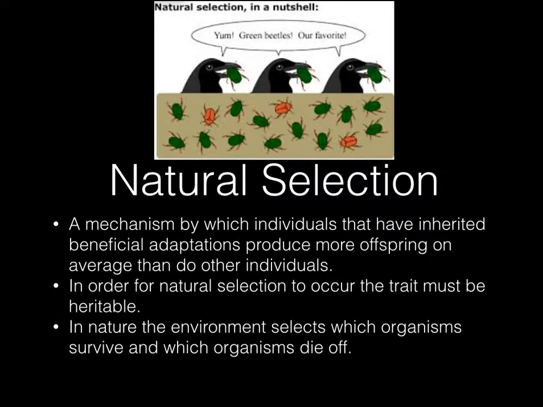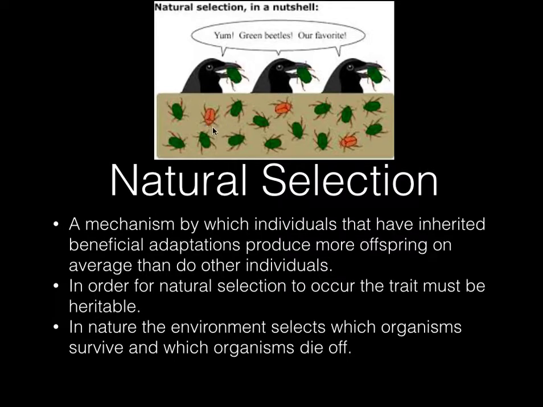So natural selection is a mechanism by which individuals that have inherited beneficial adaptations produce more offspring on average than other individuals. So what does that mean? So we have a comic up here of these different birds, and they are choosing to eat these green beetles. So we have a population here of green beetles with some orange beetles in between. And so what do we think is going to happen if these birds like the green beetles? Well, which beetles are going to reproduce the most?